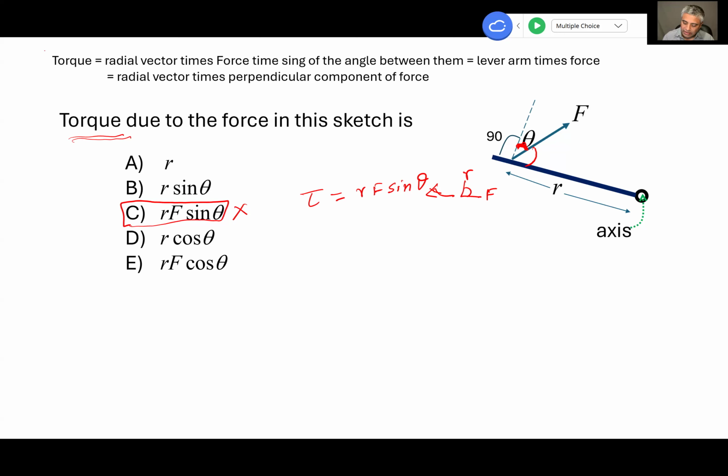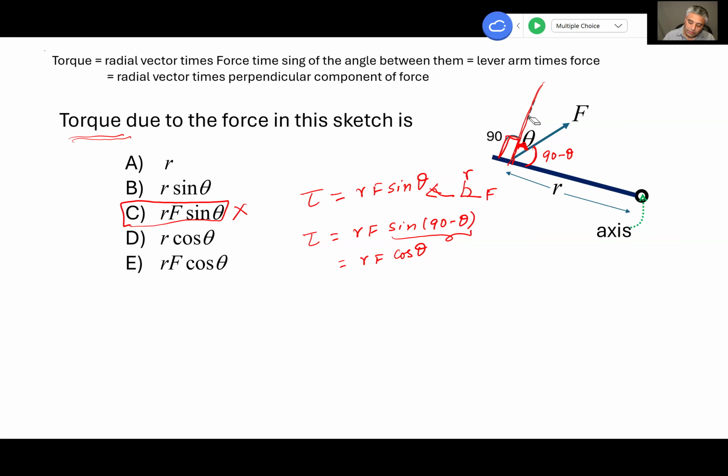What is the angle between R and F? Here we're indicating a perpendicular line, this is 90 degrees. So if that's the case, this is going to be 90 minus theta. Then you have to use RF sine of 90 minus theta. And this trig function, of course, I haven't talked about here, but if you remember, that is cosine. So it's going to be RF cosine theta. So that's one way to look at it.